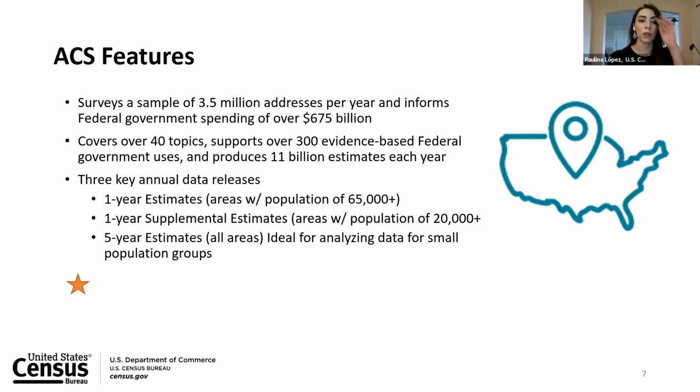We also produce 1-year supplemental estimates for areas with populations of 20,000 or more. But the 5-year estimates are produced for all areas. So cities, counties, places, congressional districts, census tracts, zip codes. So these 5-year estimates are really ideal for analyzing data for small population groups. And that's what we'll basically be working on today for our live demos, so that you see how these estimates come to play when you're using our data products.